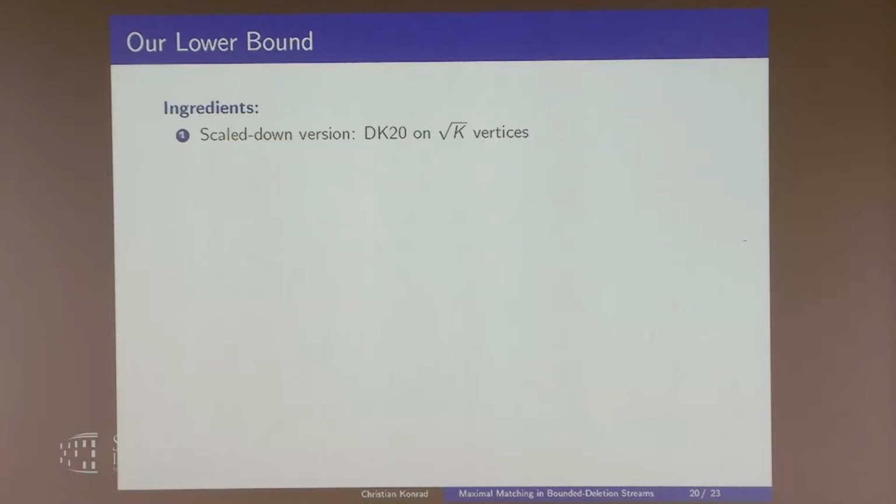So the first thing we could try is, let's scale down the instance. Instead of n vertices on each side, we just use root k vertices on the left, root k vertices on the right. Then we surely have only k deletions, but we get only a space lower bound of omega of k in that case. So DK20 implies a lower bound of omega of k immediately without doing anything.